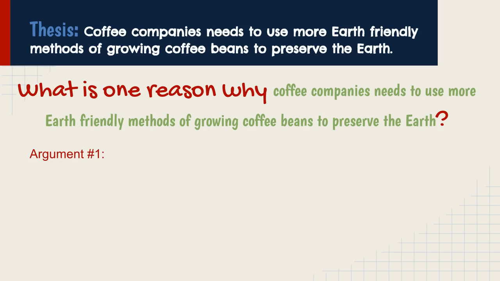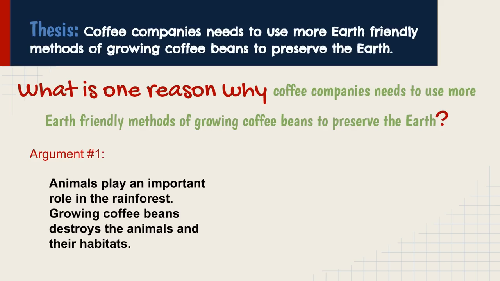Well, I remember reading a lot about how animals' habitats were being destroyed in the Amazon because of coffee companies growing beans. They need a lot of land and they chop down all the trees, and then the animals are losing their food and they're losing their habitats. Oh my gosh. I can maybe say, as my first argument, animals play an important role in the forest. Growing coffee beans destroys the animals and their habitats.